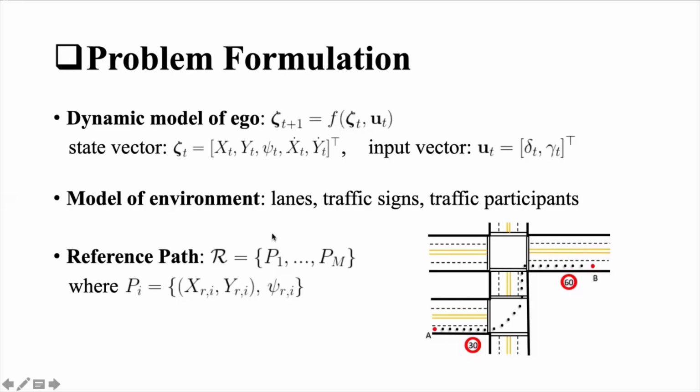The model of the environment consists of lanes, traffic signs, and traffic participants like vehicles, bicycles, and pedestrians. And here, for the simplicity of notation, we have assumed that all of the traffic participants are vehicles, but our method is generally applicable to any problem. Also, we assume that sensors and cameras of ego are able to provide the necessary information about nearby objects in the environment. The given reference path is an untimed finite sequence of waypoints represented by P, and each waypoint consists of the position of the waypoint and its heading. And we assume they are in the middle of the lanes, as you can see in this figure, and they are equally spaced from each other.